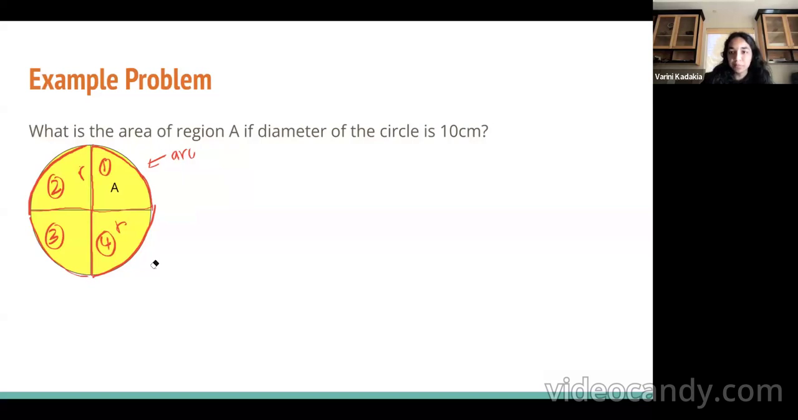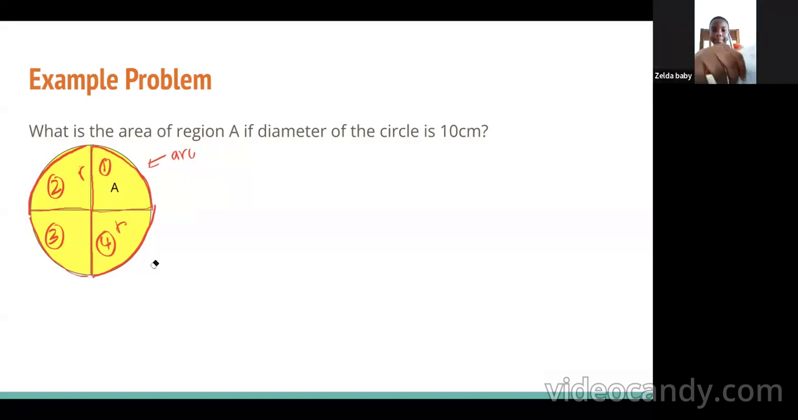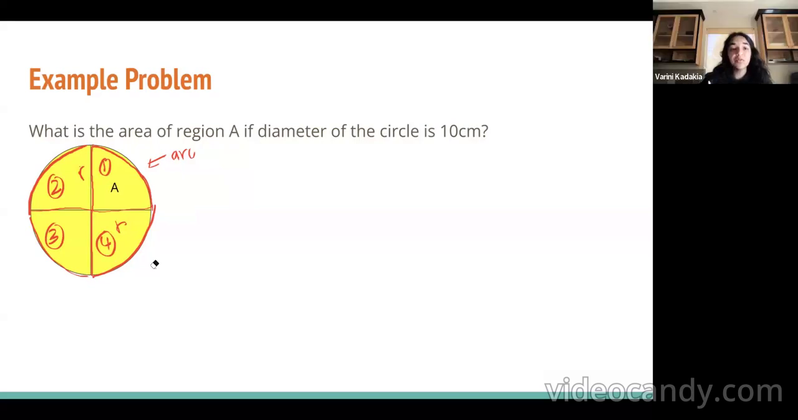Okay. So because we have 4 A sectors that make up the entire circle, what does that tell me about the area of A? The area of A should be 1/4 the area of the circle, right? Because you need to multiply the area of A by 4 to get the entire circle. Does that make sense?